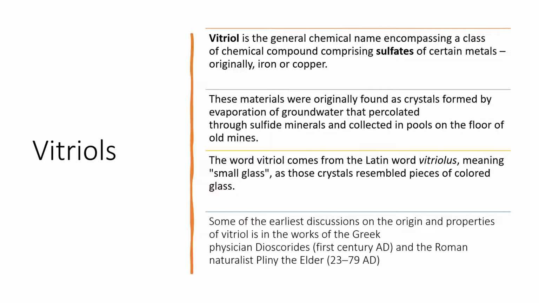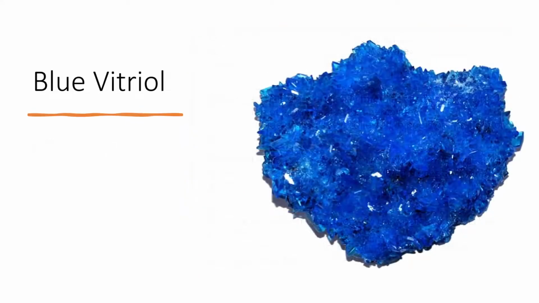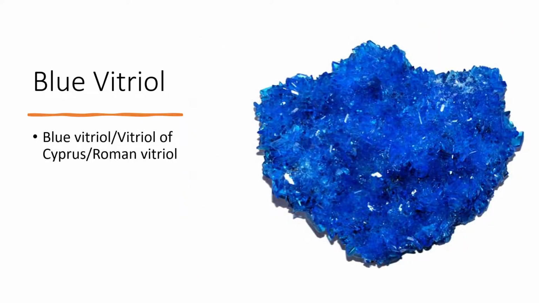Now we can go through some of the most commonly known vitriols. The first one, of course, is blue vitriol. It is also known as vitriol of Cyprus or Roman vitriol. It is copper sulfate that is known as blue vitriol. But an important thing to note is that a copper sulfate crystal isn't always blue in color. The blue color comes only in the hydrated version of copper sulfate. So if you are talking about blue vitriol, that is hydrated copper sulfate, CuSO4.5H2O. The anhydrous version of copper sulfate would be white in color. So it's an interesting thing that you should always keep in mind.